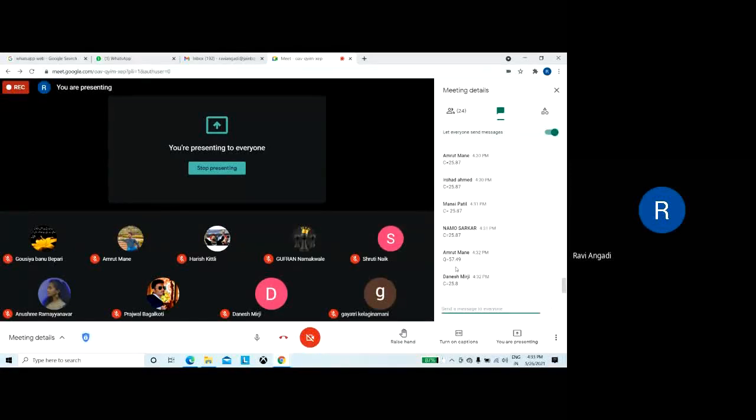Amrut Mane has got 57.49 meter cube per second, right? Yes, sir. Okay, Danish Mirji has got 25.8, the value of C. Prajwal Bagalkoti 25.87. Maximum have got 25.87, then the answer is 25.87. So we'll check that one. And also send me the value of Q. I'll tell you both the answers.